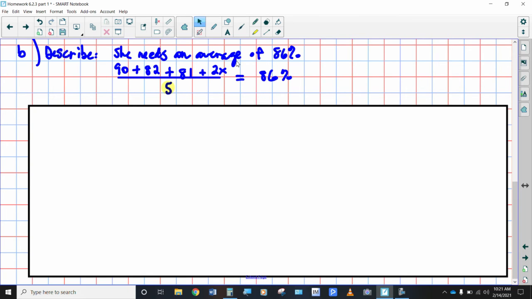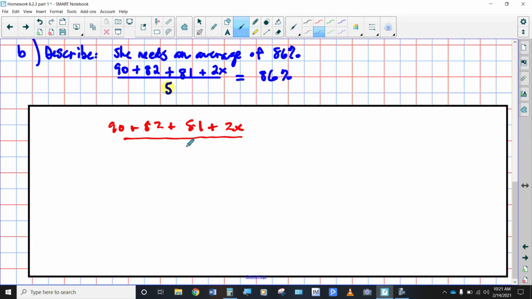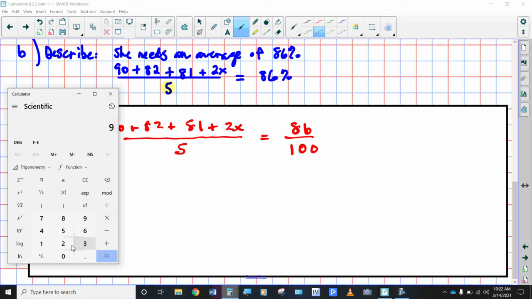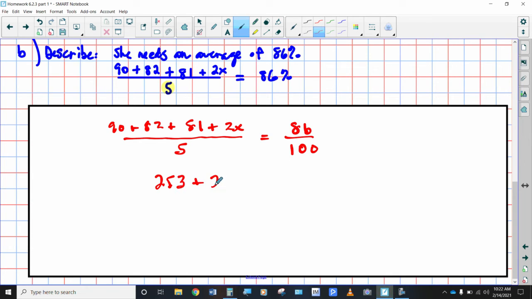Let me lock this guy in. And what would this look like? It would look like this. We would take 90 plus 82 plus 81 plus 2x, all of that divided by 5, has to give us 86%, which would be 86 out of 100. So let's solve this by combining like terms. What is 90 plus 82 plus 81? I think that was 253, right? Yes. So 253 plus 2x over 5 is supposed to be equal to 86 over 100.